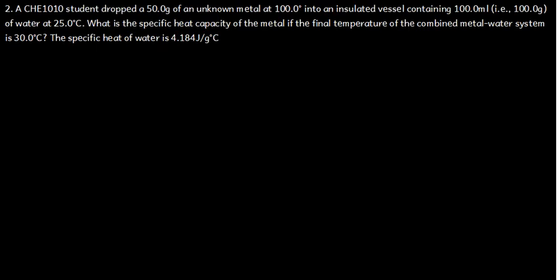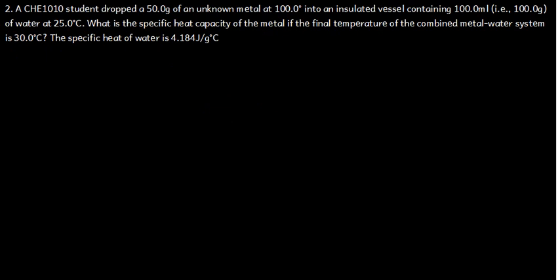A chemist, a teacher, dropped 50 grams of unknown metal at 100 degrees Celsius into an insulated vessel containing 100 milliliters of water at 25 degrees Celsius. What is the specific heat capacity of the metal if the final temperature of the combined metal and water system is 30 degrees, and the specific heat capacity for water is 4.18 joules per gram degree Celsius?